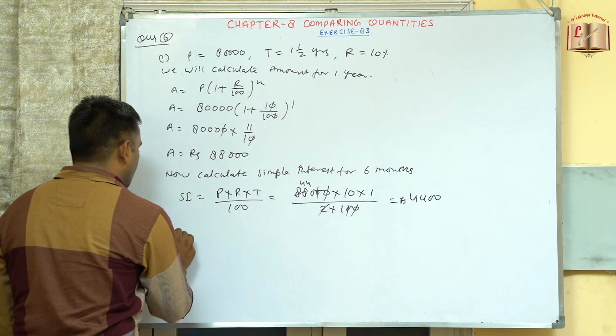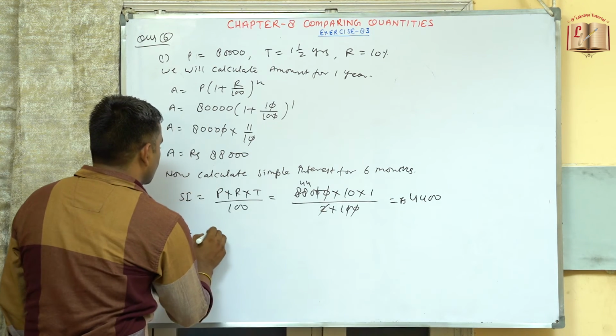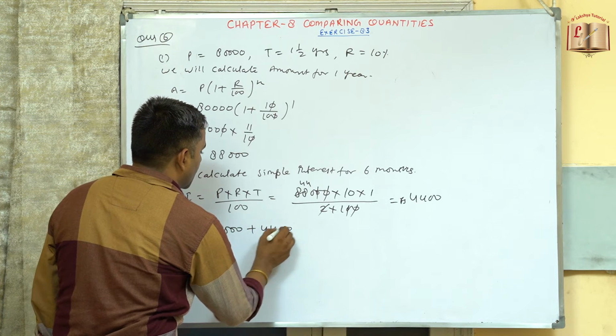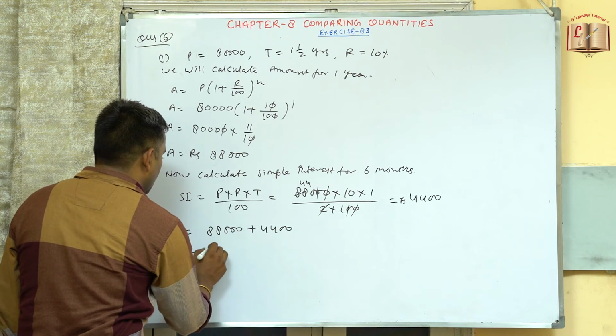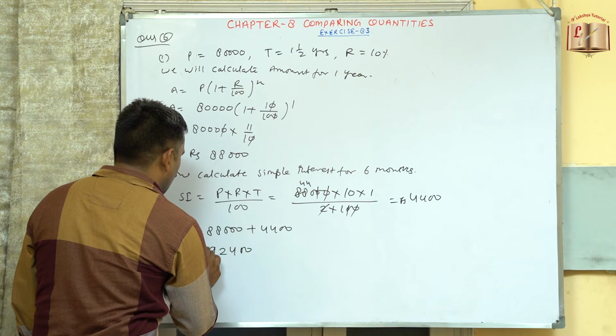Now we need to find out the A. So A will be equal to this amount plus this amount. So this is 88,000 plus 4,400. So A will be equal to 92,400 rupees.